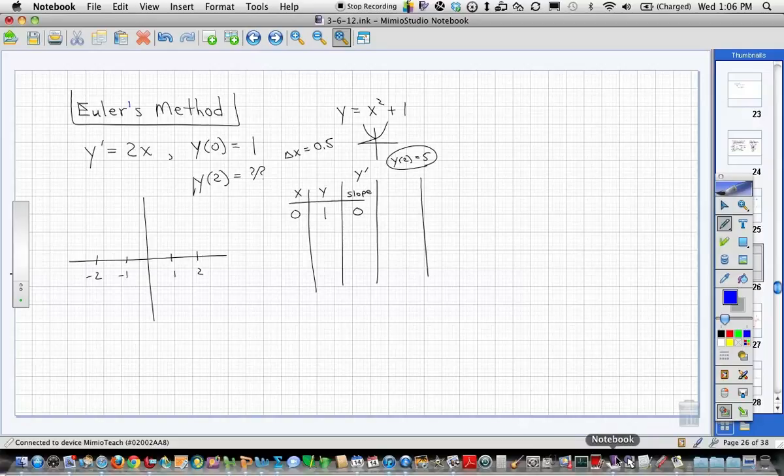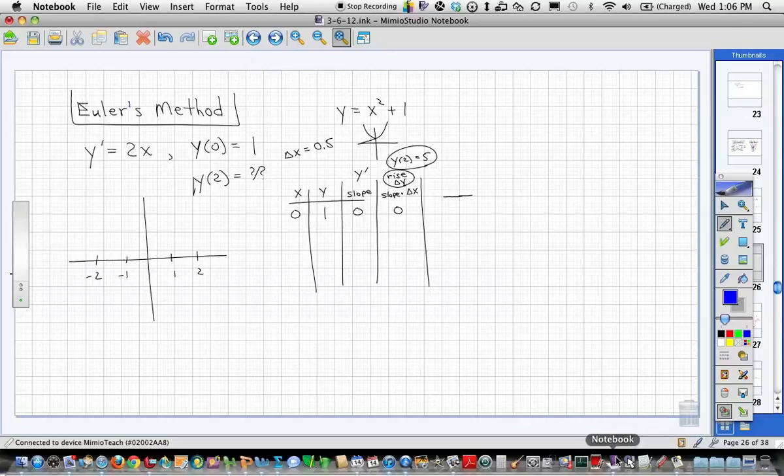There's 2 more columns. What's the next column? That is the rise. We get that by taking our slope times delta x. Our rise, or delta y, is gotten by taking our slope times our delta x. There's your slope. Our delta x is 0.5. It's given to you, or you'll calculate it based on b minus a over n. And of course, we get 0. So our rise is 0.